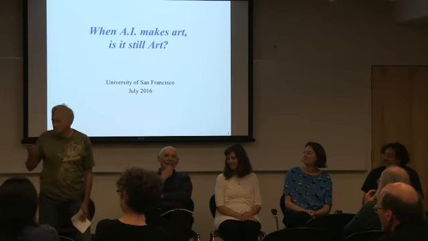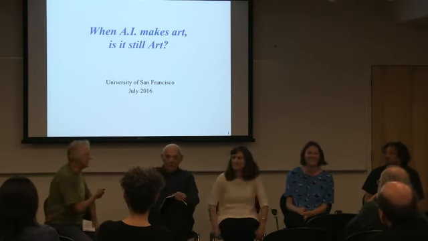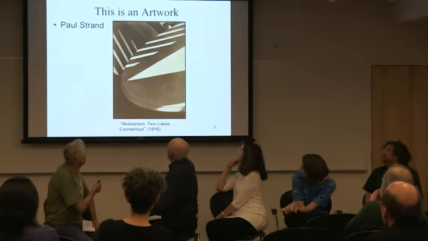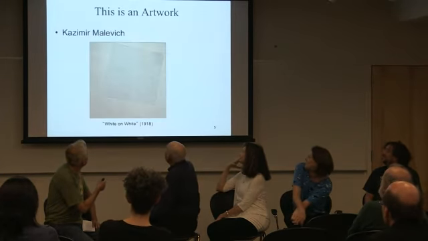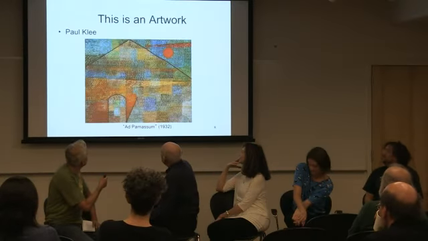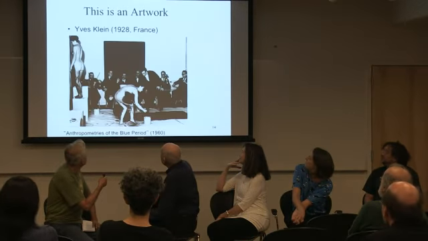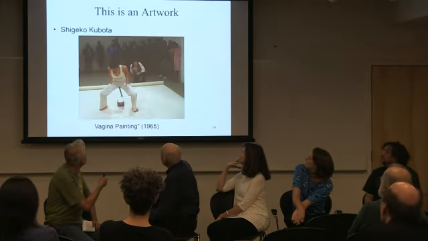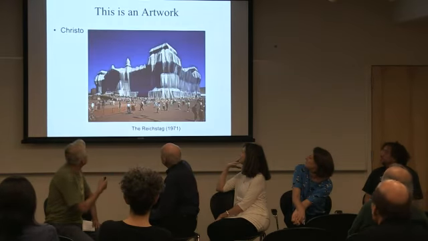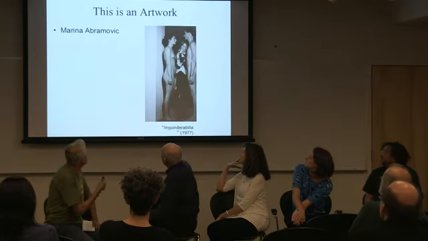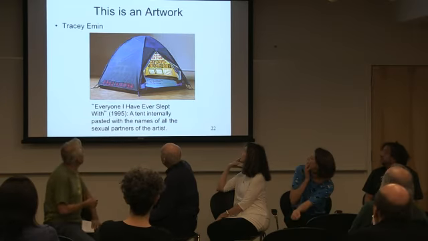Okay, so let me introduce quickly with these 72 slides. Quickly, this is an artwork. This is an artwork. Okay, these are all artworks, and there's consensus. These are very important artworks. I'm sure you recognize some of them. That's a brief history of contemporary art. All artworks.